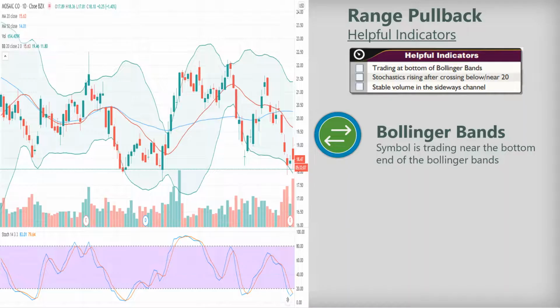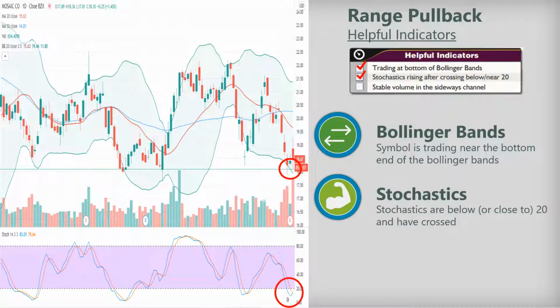A little safe. So here are the helpful indicators, guys. And once again, I'm not a secondary indicator person. You know that. I don't rely on them as much as other traders. However, in the sideways, they are super helpful. Bollinger Bands is awesome because it actually helps identify sometimes the highs and the lows of the ranges. So is it trading at the bottom of a Bollinger Band? Yes, it is. Stochastics is a sign of weakness and strength.